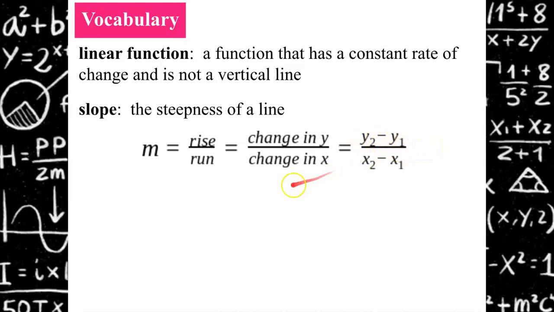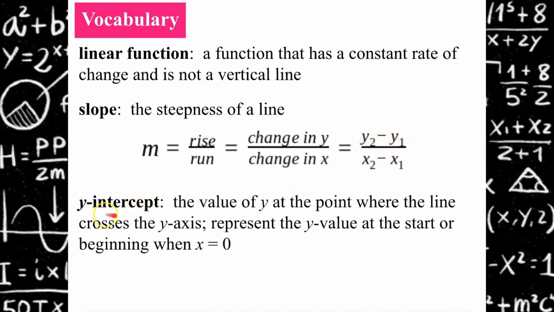But these are interchangeable. Y-intercept is the value of y at the point where the line crosses the y-axis. It represents the y value at the start or beginning, when x is equal to 0. So any point that lies on the y-axis will have an x-coordinate of 0. The y value is the y-intercept of a line.